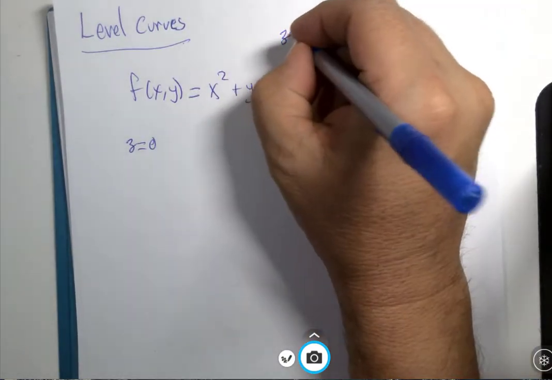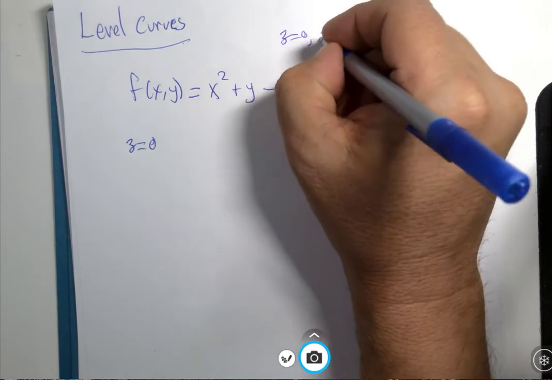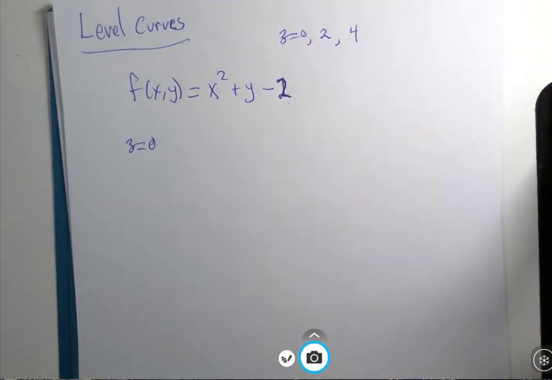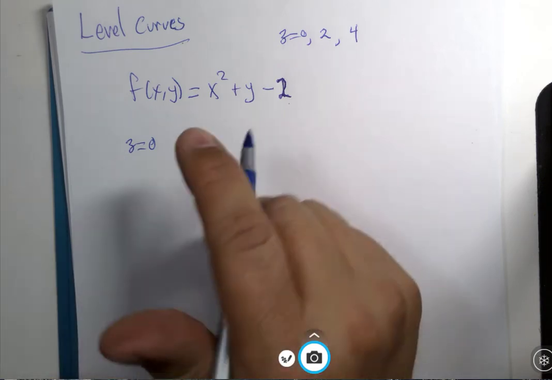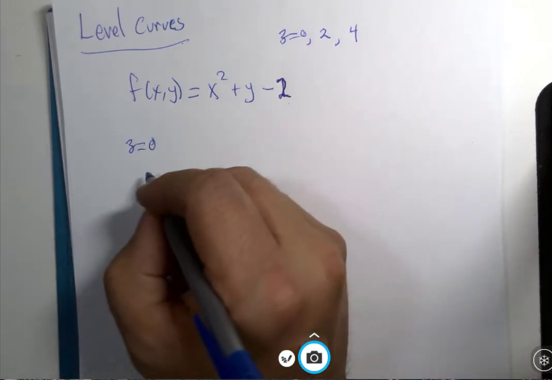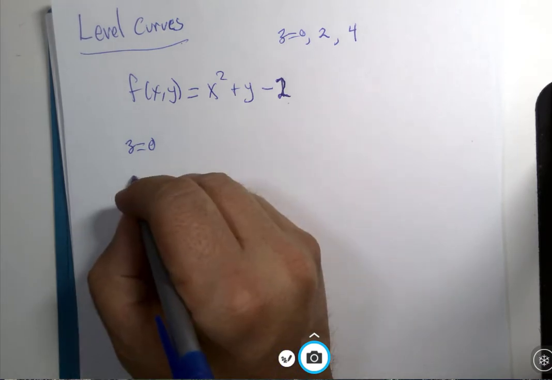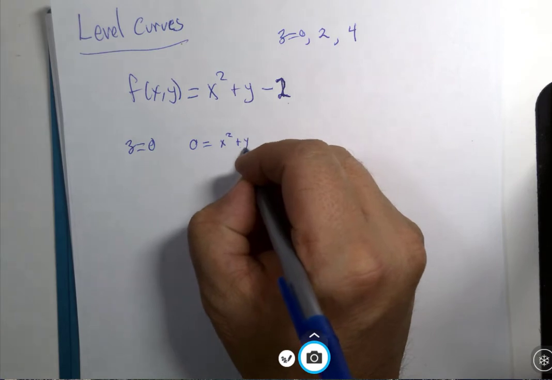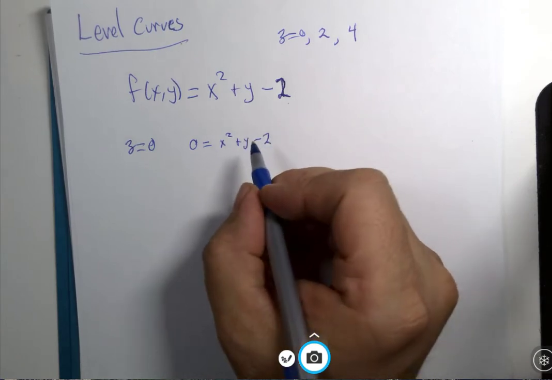So we'll do z equals 0. We'll also do z equals 2 and z equals 4 and see if there might be some sort of a pattern that we could determine by looking at it. So if z is 0, we would get 0 equals x squared plus y minus 2.